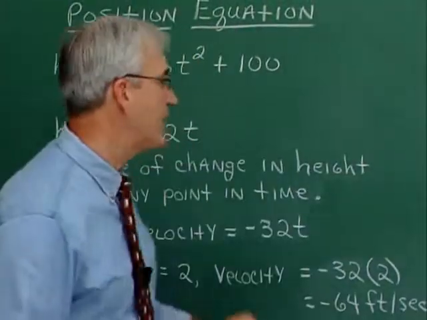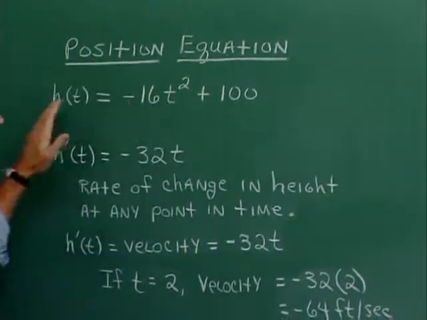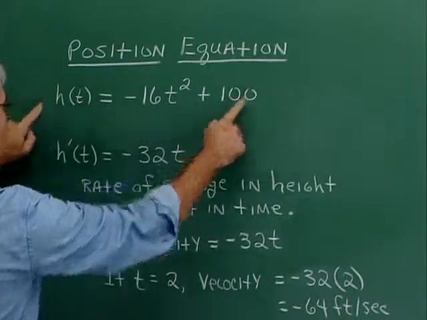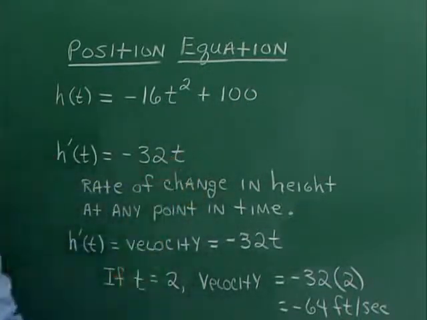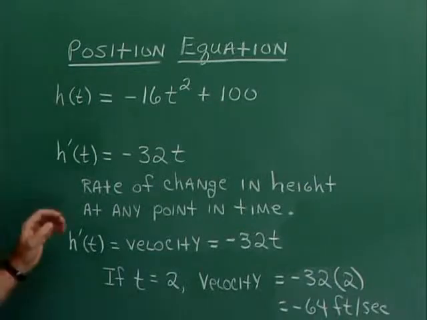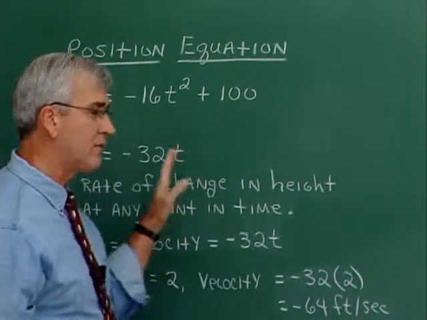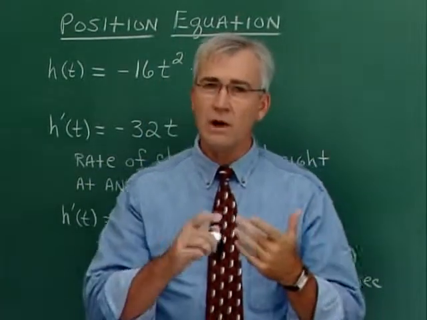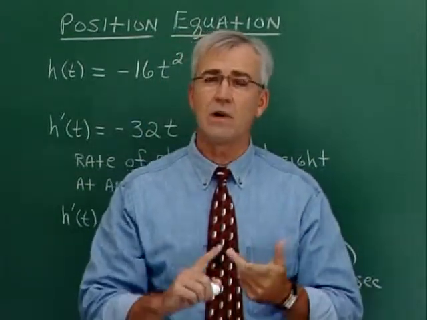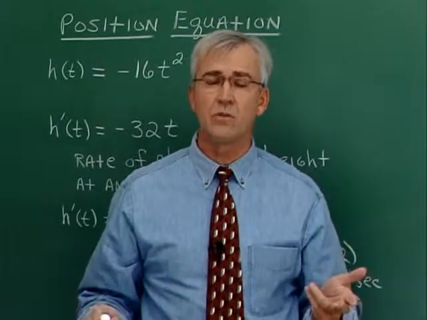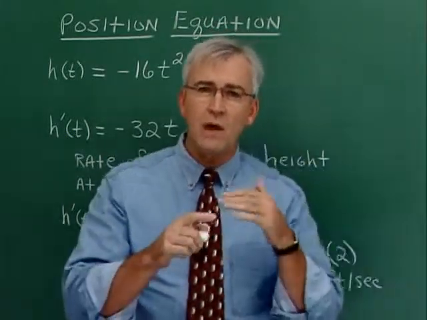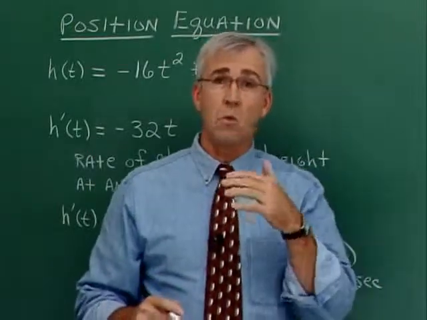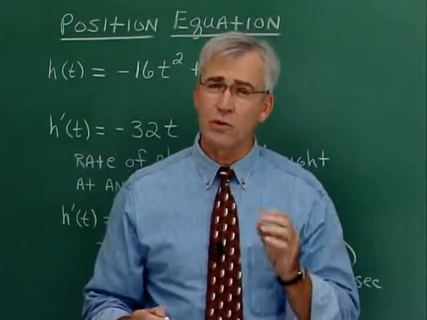Here's the position equation that we used in the previous problem. Let's talk about derivative. If we take the derivative of this function, we get h prime of t is negative 32t. Now, our interpretation of derivative up to this point was in two ways. One is slope of the tangent line at a point, and the other is rate of change at a point. Now, when we talk about rate of change at a point, it's the rate of change in whatever it is that we're taking the derivative of.